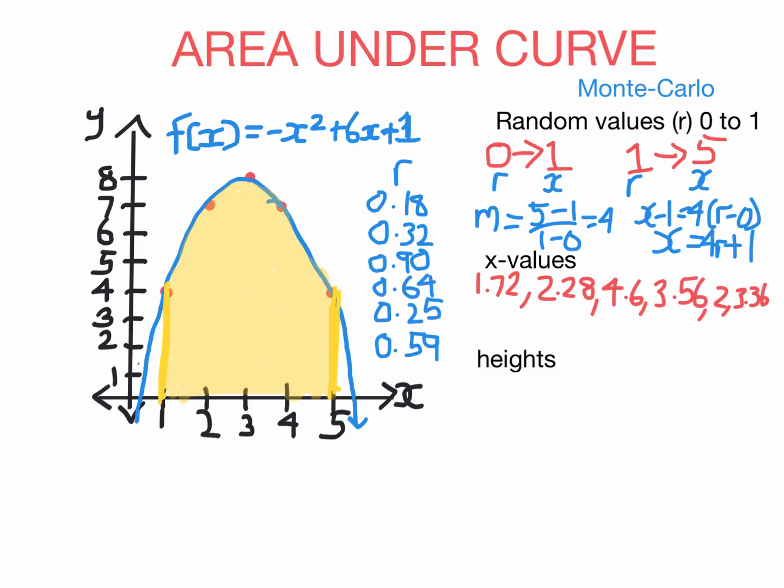Now what I have to do for each of these values is find the height of the function at that point. So 1.72 is around about here. I want to find the height of the function, this y value here. I just substitute 1.72 into this function here. I'm going to take each of these one by one and substitute into this equation to get a list of 6 values that are the heights of the function.